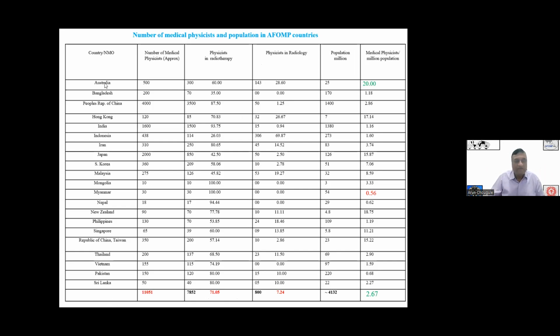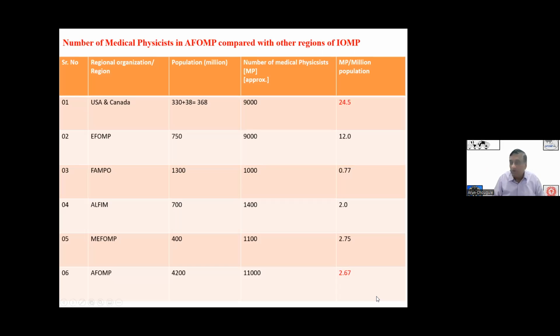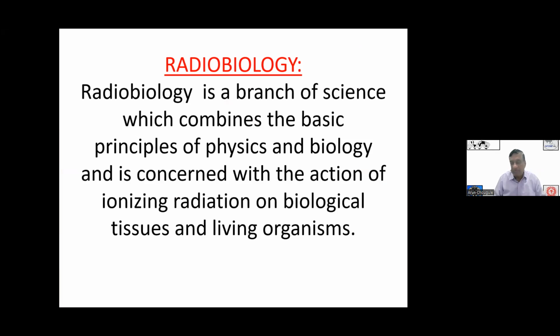If you look at the number of medical physicists per million population in this region, there is huge heterogeneity: 0.56 in Myanmar to 20 medical physicists in Australia. So there is almost a 40 times difference, and the average is 2.67 medical physicists, who are important for radiotherapy. Compared with the USA, which has 24.5 medical physicists per million population, we have in the AFOMP region only 2.67. That is the background I have given.